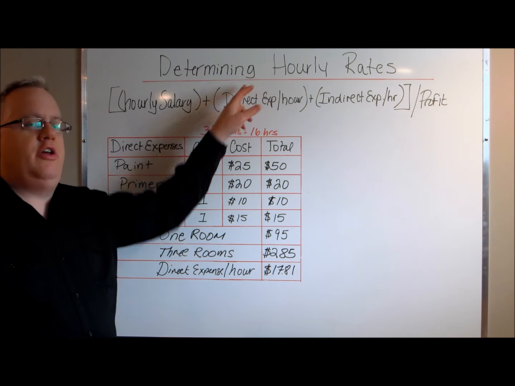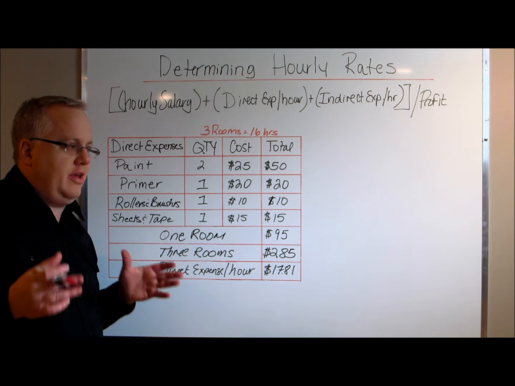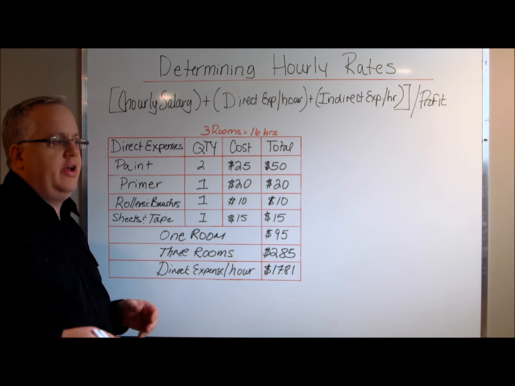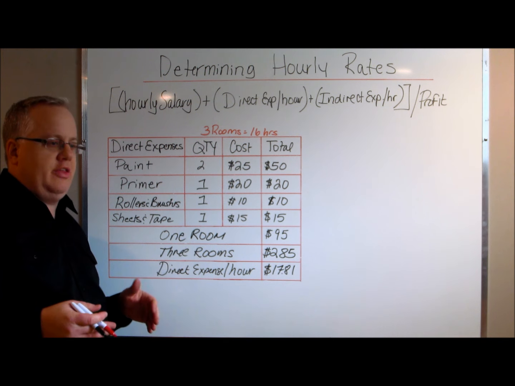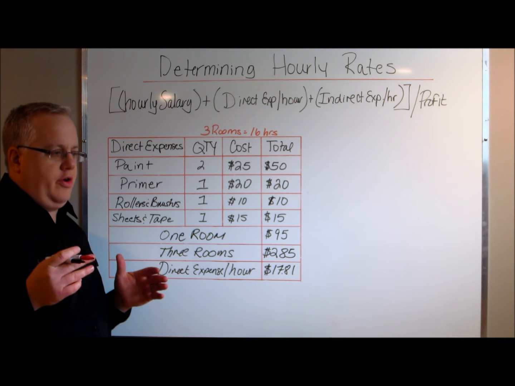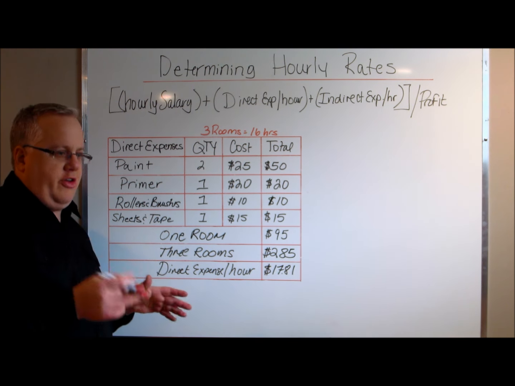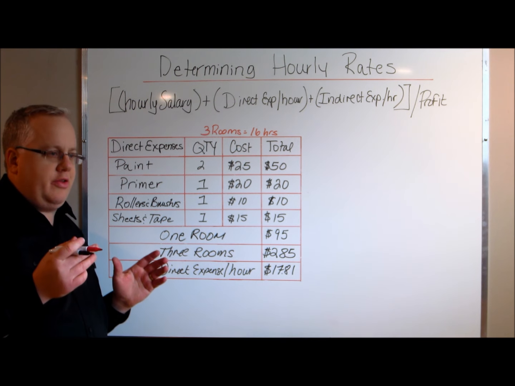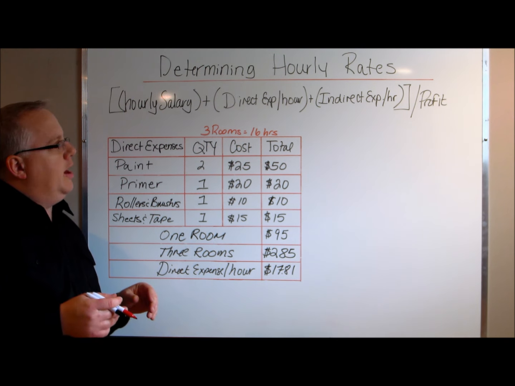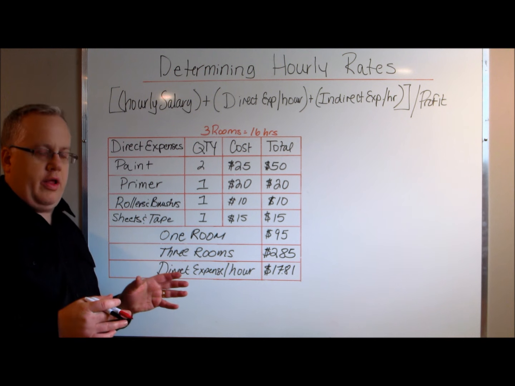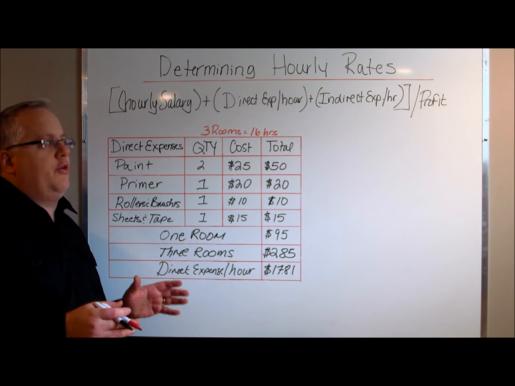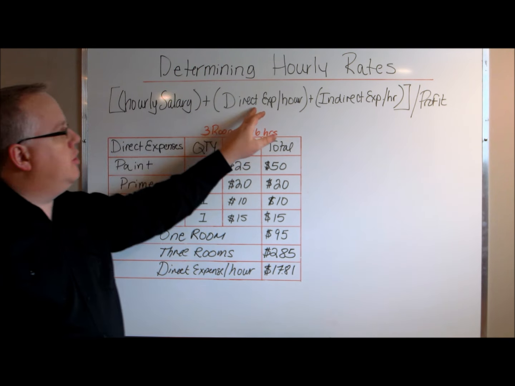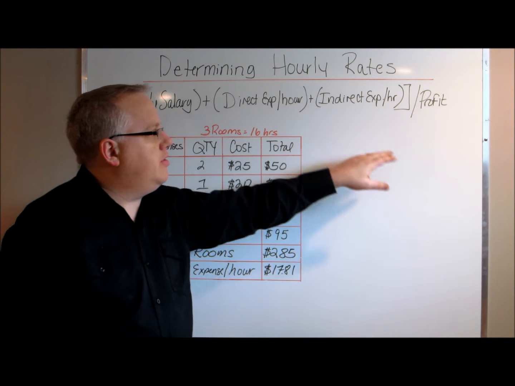Today I'm going to talk about how you can go about determining your hourly rates as a small business owner or a contractor. This is a formula we're going to go over today that you can use whether you're a contractor or you're charging your customer hourly services, whether you're like a consultant of some kind. It's a very simple and straightforward calculation. It accounts for your salary per hour, your direct expenses per hour, your indirect expenses, and your profit.